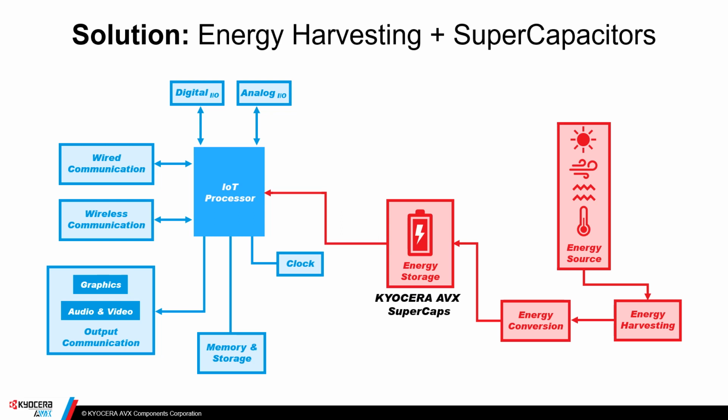What we have done here is we've taken the generic IoT block diagram that we saw earlier, with all the periphery around that processing core, and we've changed the power source to be KAVX supercapacitors. That could either be a single supercap or a module, and there may be a PMIC on the output of that, but essentially that supercap storage unit is going to be charged by some energy source.